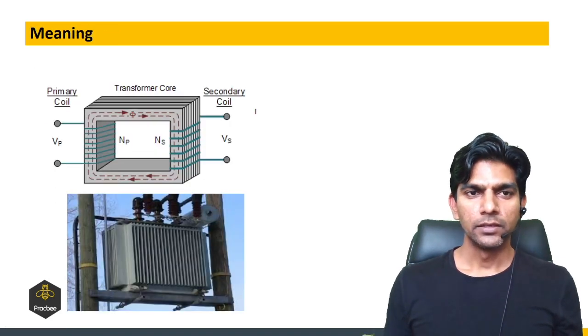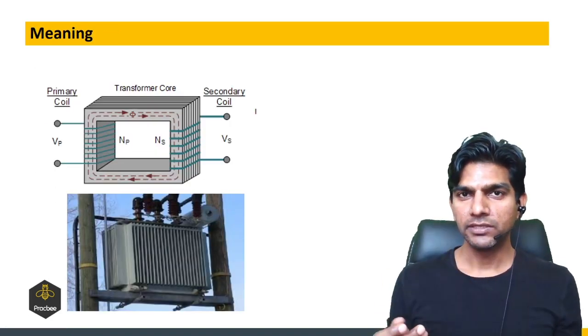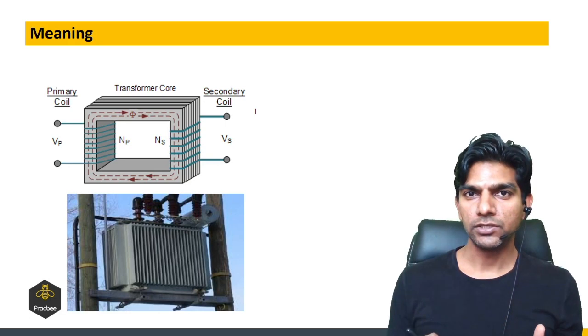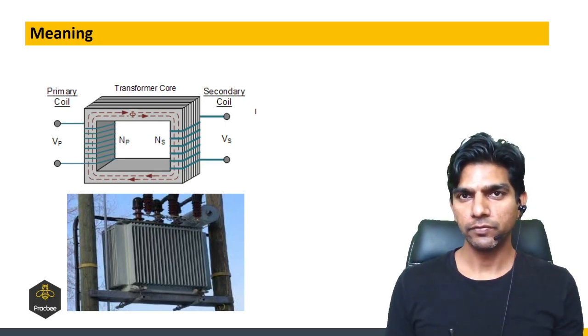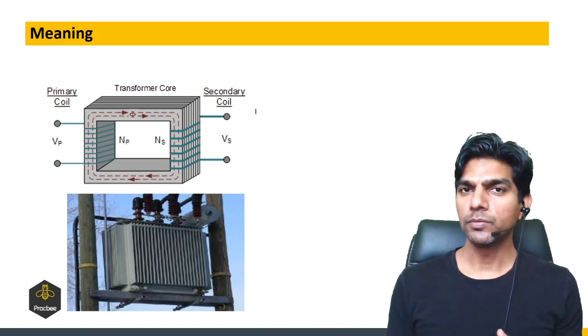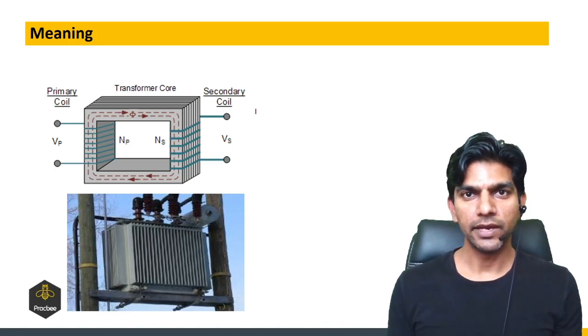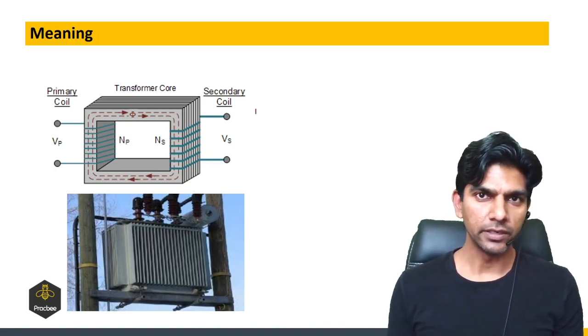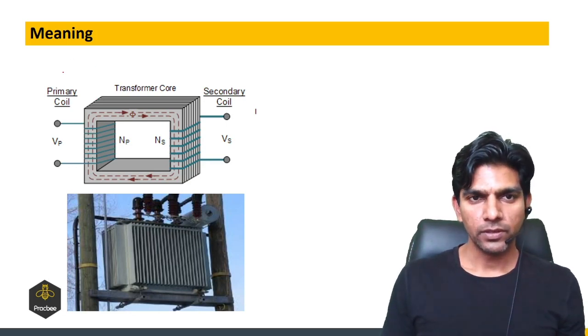Let us see. So a transformer is a device with which we can change the alternating voltage, right? We can increase the voltage or we can decrease the voltage. And it works on the principle of mutual inductance that we have already studied in electromagnetic induction, right? So let us see the construction.